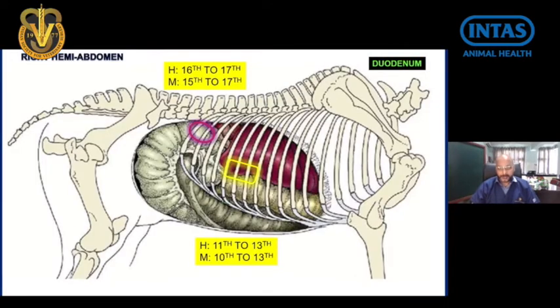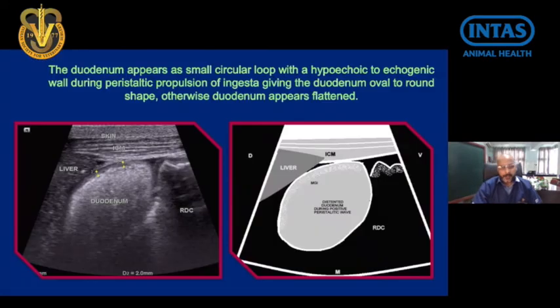Then the duodenum. Look, the duodenum is here and it descends like this. The area where you normally find it is the 16th to 17th intercostal space, or 15th to 17th intercostal space in mules. You can very well see here the liver on the anterior, cranial side, then the duodenum here, and then the right dorsal colon here.